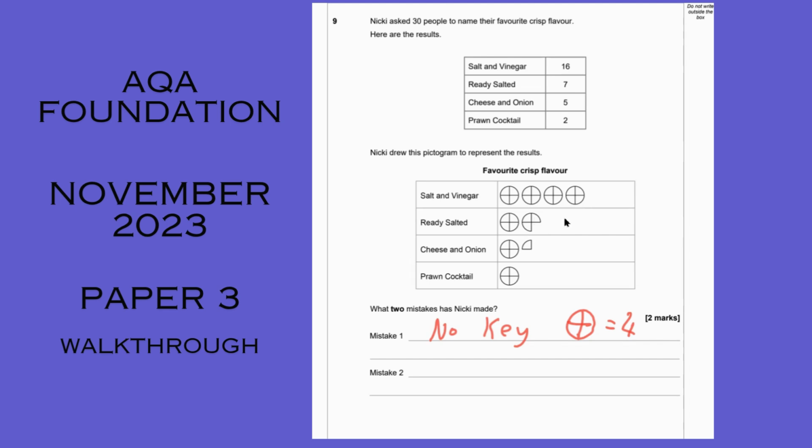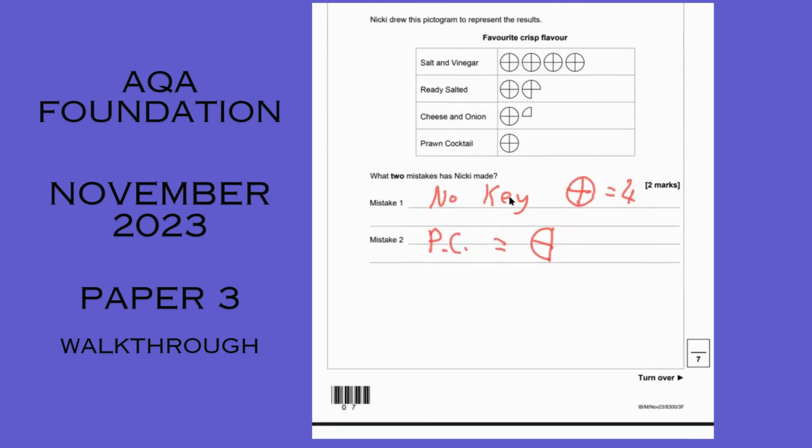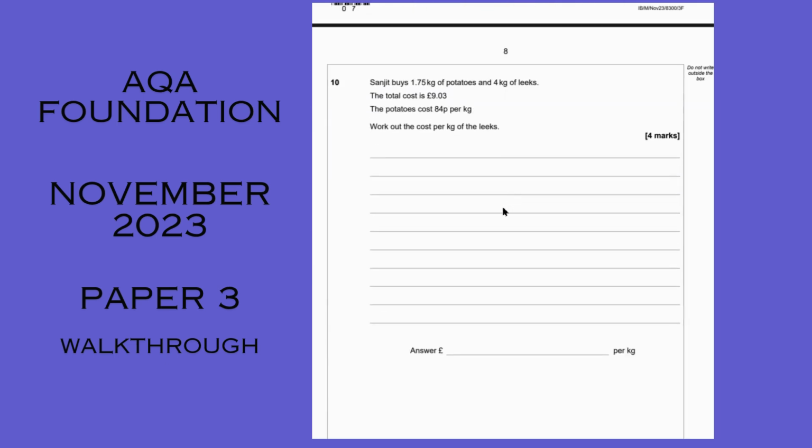And that leads into the mistake for prawn cocktail. Prawn cocktail is supposed to be 2 people. So prawn cocktail should actually be, if we're using, it should be half a circle. You are allowed to state, mark scheme allows, that the key is inconsistent. So you can get away with that as a bit of a bare minimum.